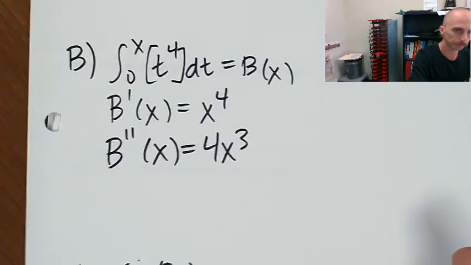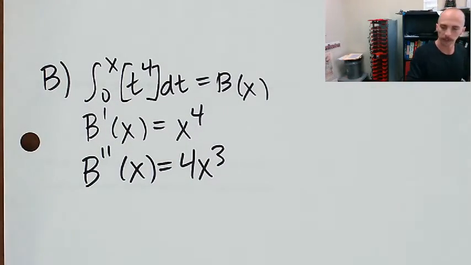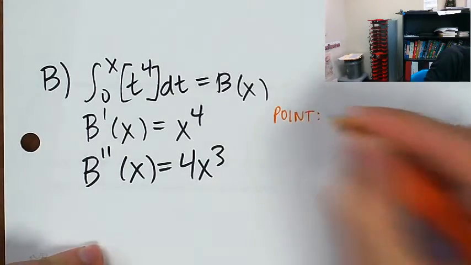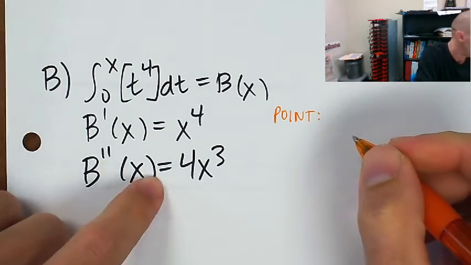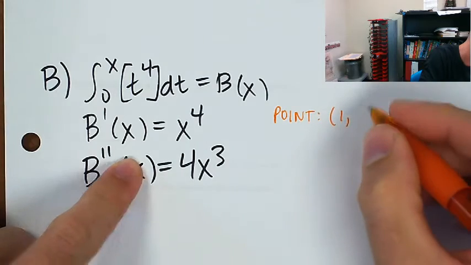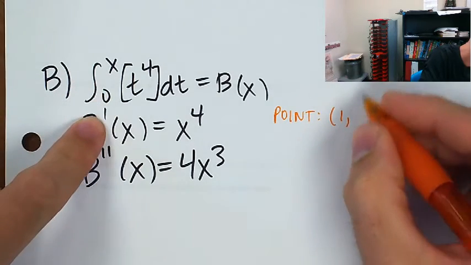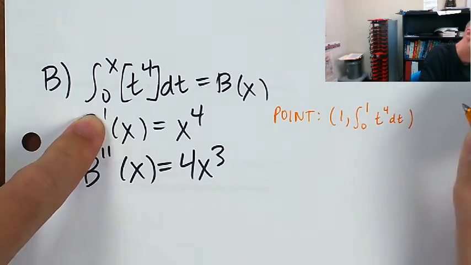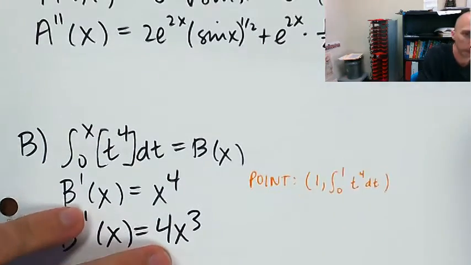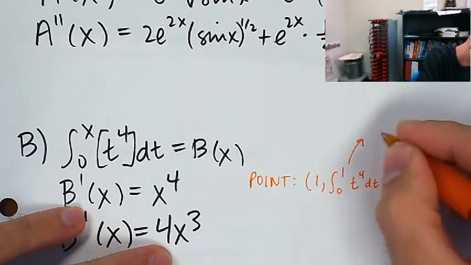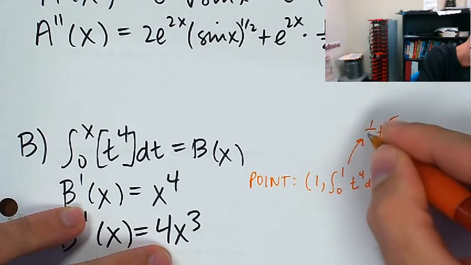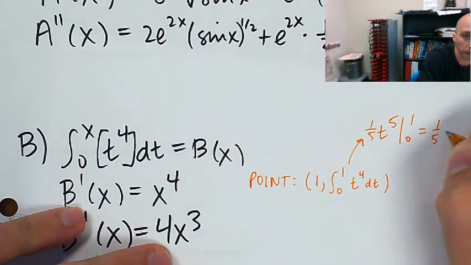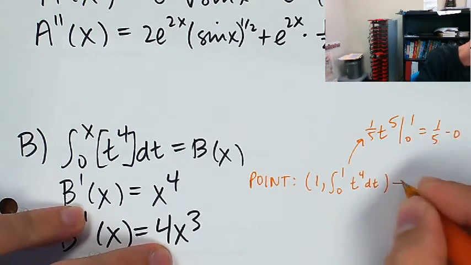B. So I need a point. My point is going to be, well, x is 1 and y is going to be b of 1. So the integral from 0 to 1 of t to the 4 dt. Okay, I can do that maybe up above. I'm going to increase the power by 1, divide by the new power, plug in 0 and 1, and subtract. It's going to give me 1/5 minus 0, and so that's going to be 1/5.